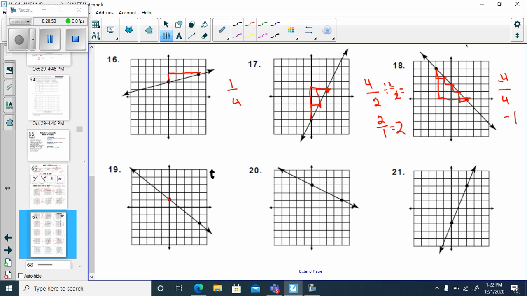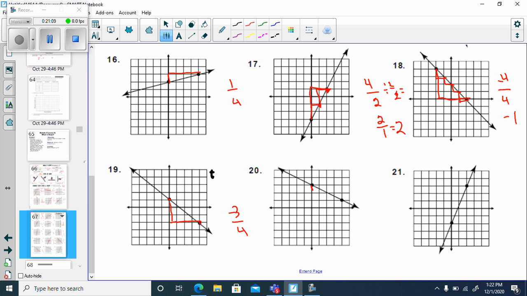How about 19? Let's see what we get going from here to here. You're going down 1, 2, 3. Down 3. And you're going over 1, 2, 3, 4. Down 3 and over 4. My slope is negative 3/4. This one's going down, so we know it's negative.